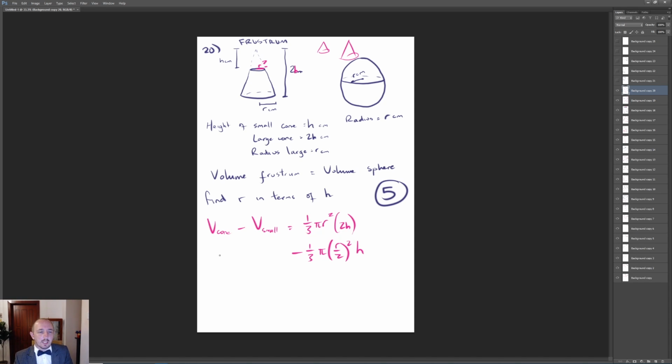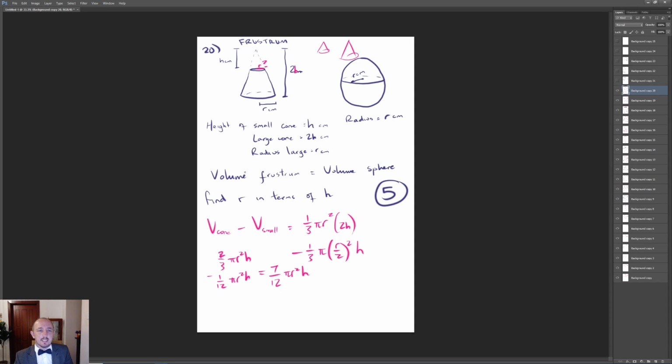So we have 1/3 times 2, I'm going to do 2 pi r squared h, minus, this is going to be 1/3 times 1/4, that's 1/12 pi r squared h. So 2/3 pi r squared h minus 1/12 pi r squared h is going to be, times that by 4, 8 minus 1, 7/12 pi r squared h.